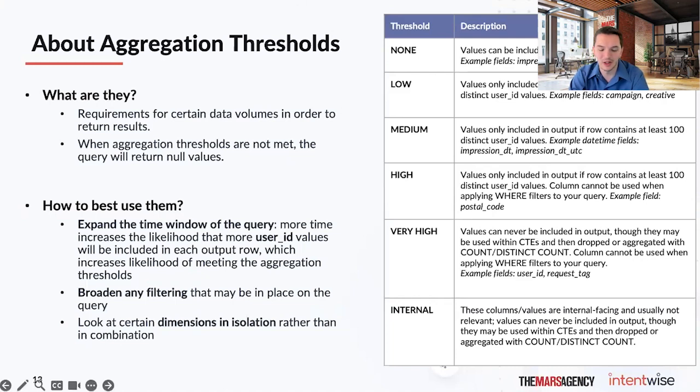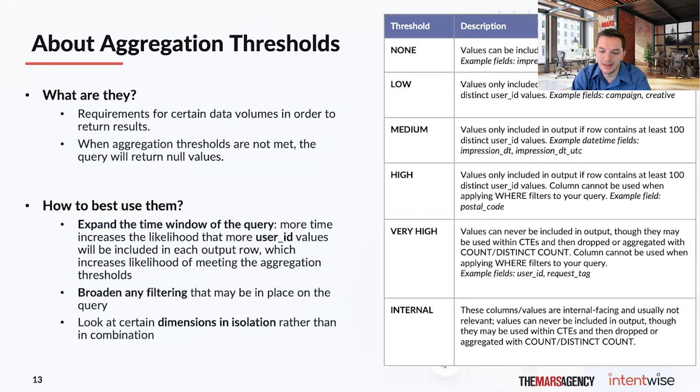One is just expanding the time frame. Generally, if instead of looking at a specific week, you look at a month or a quarter, you'll increase the likelihood of having enough data to meet the aggregation threshold. The second one would be thinking about broadening your filtering. What I mean by that is if you realize you are trying to aggregate or parse data on something that has a high aggregation threshold, maybe try removing that value or using something that has a lower aggregation threshold if you're finding you can't get results that are complete.